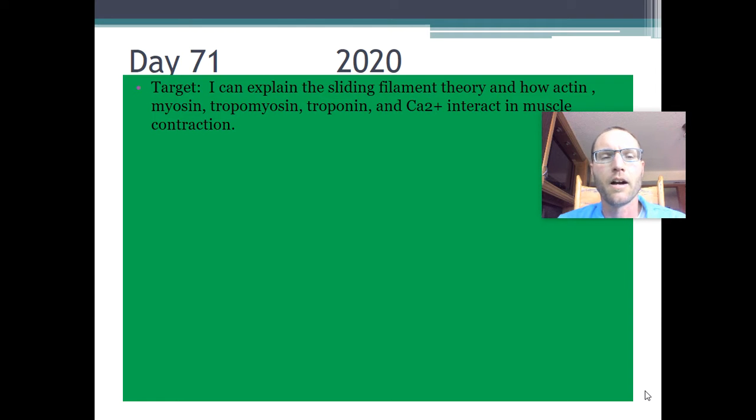Yippee! Our target today is to go after the sliding filament theory and explain how actin, myosin, troponin, and calcium ions interact in muscle contraction because it's super complex and cool.